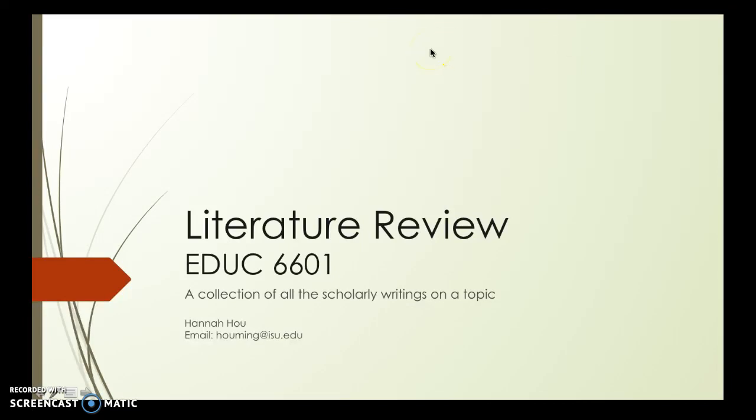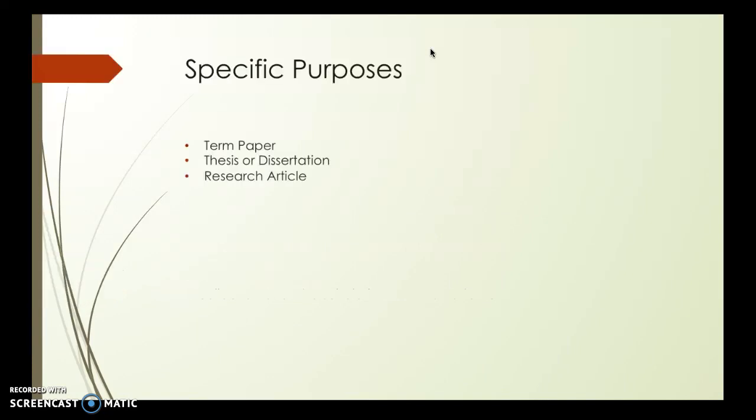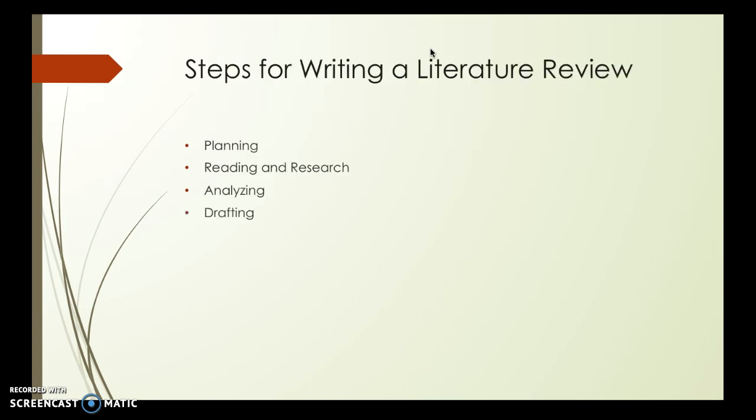So a literature review is a collection of all the scholarly writings on the topic. It has specific purposes, like term papers, thesis, dissertation, or research article. In this presentation, we just talk about thesis, because right now you're writing a thesis. For a thesis or dissertation, it provides a comprehensive and up-to-date review of the topic and demonstrates that you have a thorough command of the field you're studying. It is good to cite some timelines.